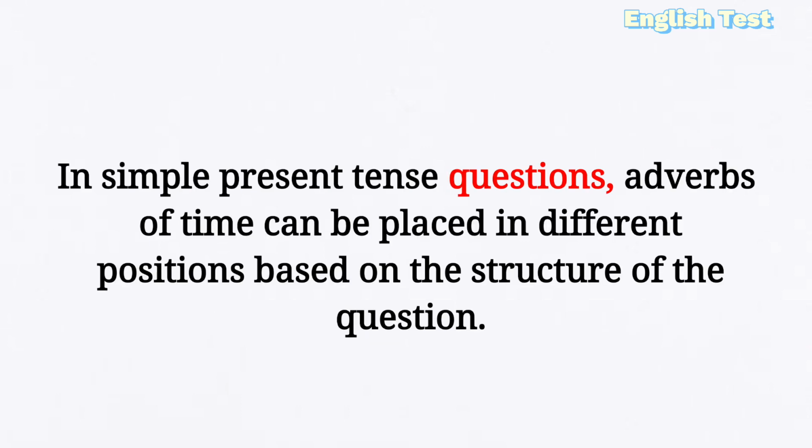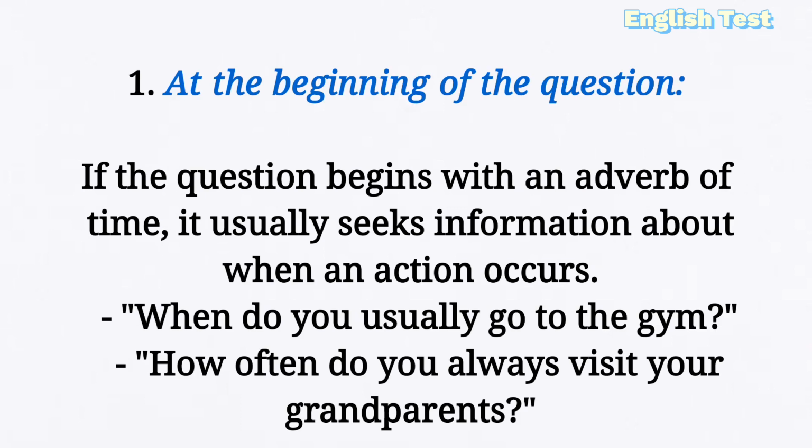In simple present tense questions, adverbs of time can be placed in different positions based on the structure of the question. Here are some examples. 1. At the beginning of the question. If the question begins with an adverb of time, it usually seeks information about when an action occurs. For example: When do you usually go to the gym? How often do you always visit your grandparents?